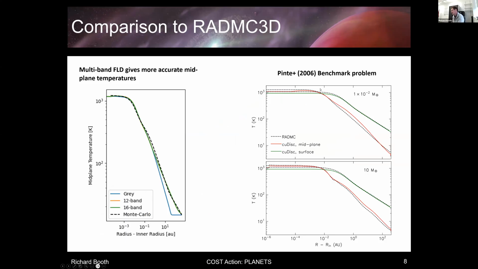So on the right is then showing this typical benchmark problem from Christoph Pant, which is just the temperature structure in a protoplanetary disk. And we get relatively good agreement with the temperature in the midplane and in the upper layers for both relatively low mass and higher mass disks. So the accuracy here is typically within about 10%, which is perfectly fine for what we're trying to do here.